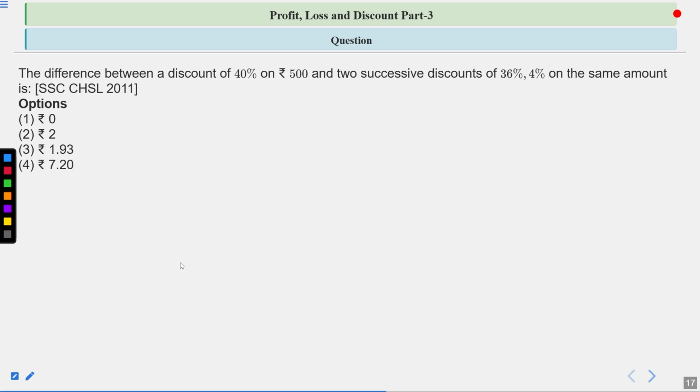The difference between a discount of 40% on 500 rupees and two successive discounts of 36% and 4% on the same amount is? We need to calculate the difference. This question was asked in the SSC CHSL exam 2011. There are four options. First one is 0 rupees, second is 2 rupees, third one is 1.93 rupees and fourth one is 7.20 rupees. Now you have 10 seconds to analyze the question. Your time starts now.